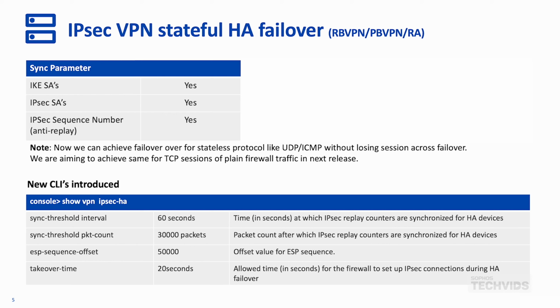With this improvement, we now have seamless VPN tunnel failover and can restore ongoing sessions for stateless protocols like UDP or ICMP with minimal packet loss. In future updates, we'll improve the functionality for stateful protocols like TCP. In addition to this, we've added new CLI knobs for this feature, which can be used for advanced troubleshooting.